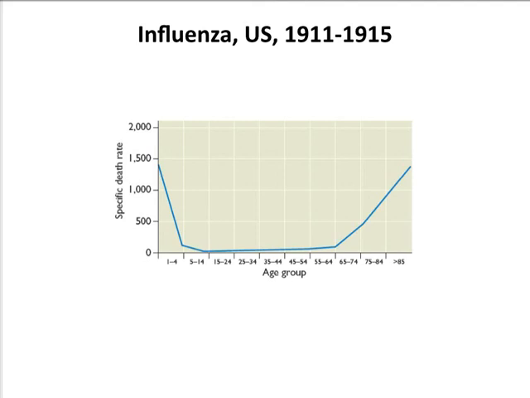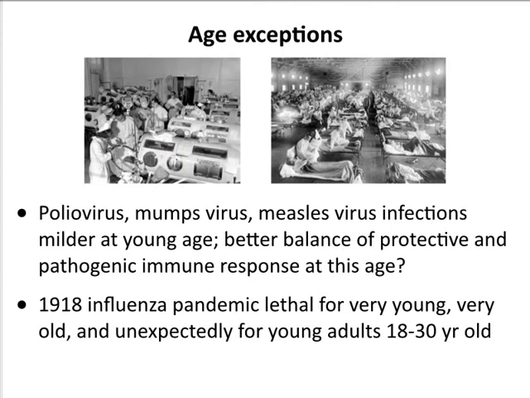So everybody gets infected, but the young and the old die, again, we think because of immune response and other related issues. Now, there are some exceptions. In biology, as you know, there are always exceptions to what we say. Some infections are milder at a younger age, like polio, mumps, measles. And maybe, again, this is because there's less immunopathology because the immune response isn't good.